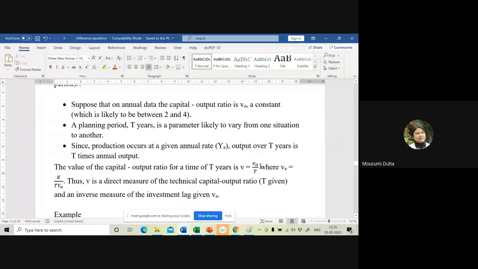So V is not simply the capital output ratio. It is the capital output ratio divided by the time lag. VA is K by YA, so V is not K by YA. V is K by YA divided by T.